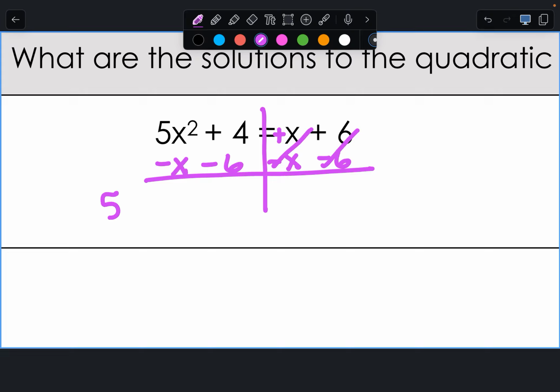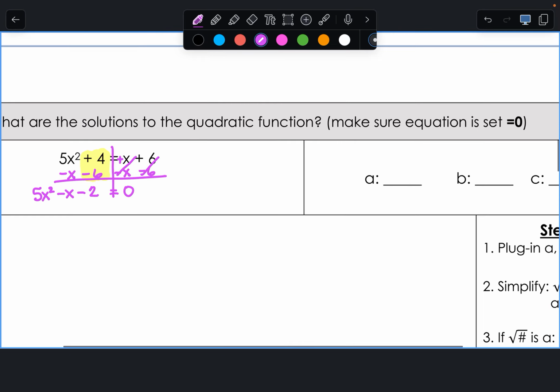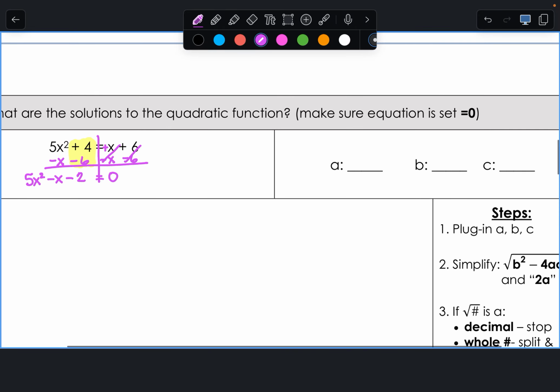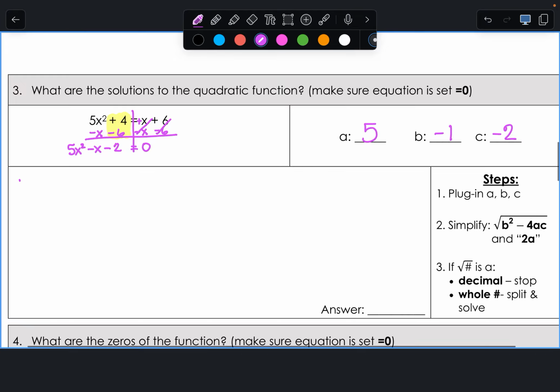So bring down your 5x squared minus x. But what happens with this 4 minus 6? They turn into -2. They can combine. Now what is my a? Your a is 5. B is -1. And c is -2. So x is equal to the opposite of b. What is b? -1. So positive 1.